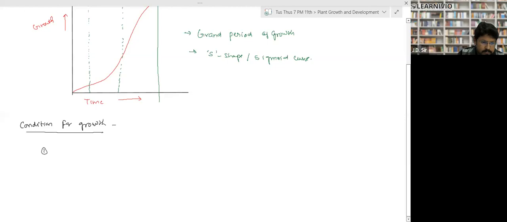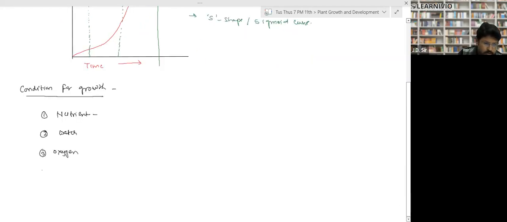So the first is nutrients, because they are the raw material for the synthesis of new mass. Second, water should be there. The third is oxygen, required because without it respiration cannot happen and energy cannot be generated. Fourth is light, needed for photosynthesis. And fifth is temperature.